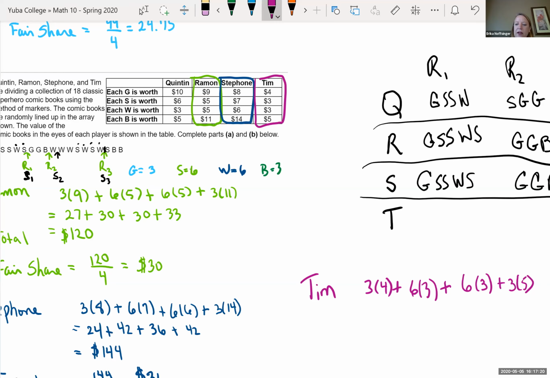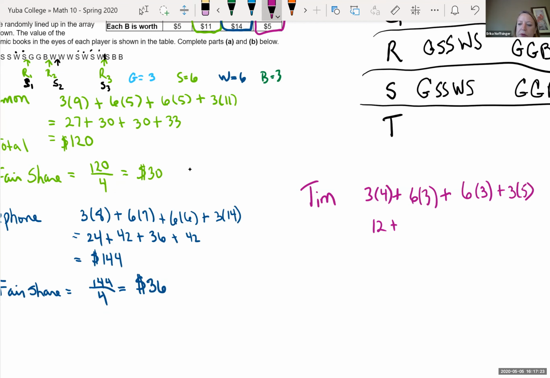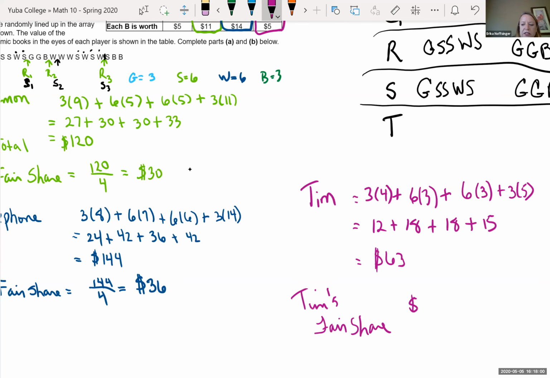So if you go down the line, 3 times 4 is 12, plus 6 times 3 is 18, plus 6 times 3 is 18, plus 3 times 5 is 15. So 63. If we divide that by 4 players, his fair share is $15.75.